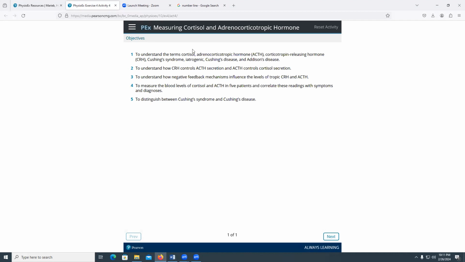The objectives are: one, to understand the terms cortisol, adrenocorticotropic hormone, corticotropin releasing hormone, Cushing's syndrome, iatrogenic, and Cushing's disease and Addison's disease. Also to understand how cortisol releasing hormone controls ACTH secretion and ACTH, and how ACTH controls cortisol secretion. Also to understand how negative feedback mechanisms influence the levels of tropic CRH and ACTH, and to measure the blood levels of cortisol and ACTH in 5 patients and correlate these readings with symptoms and diagnosis, and also to distinguish between Cushing's syndrome and Cushing's disease. So let's begin.